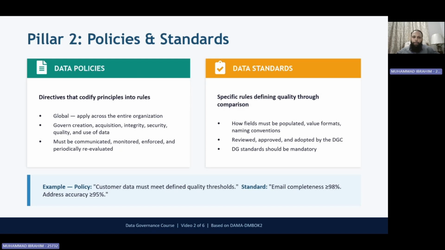Let me give you another example. A policy might say all customer-facing data must meet defined quality thresholds. The corresponding standard says customer email completeness must be at least 98% and customer address accuracy must be 95%, for example. See the difference? The policy is what, the standard is how much.